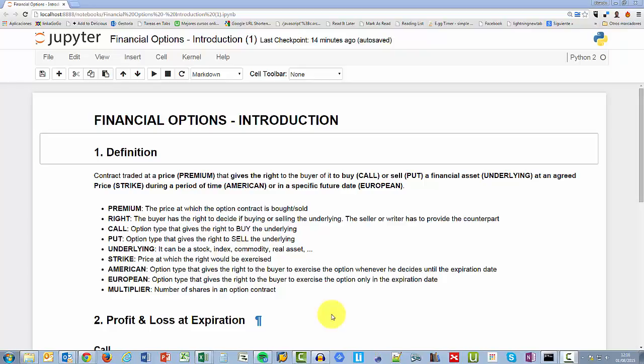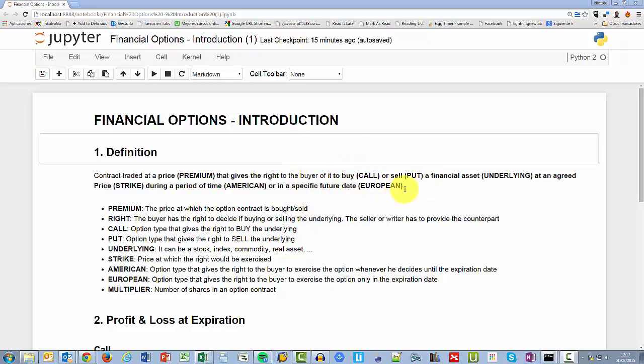In this session, we are going to see a brief overview of what a financial option is, and we are going to develop what we can do with Python for analyzing financial options in next sessions. So first of all, the definition. A financial option is a contract that is traded at a price that is called the premium, and that gives the right to the buyer of it to buy or sell.